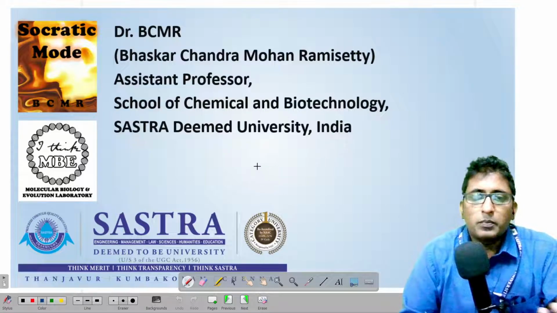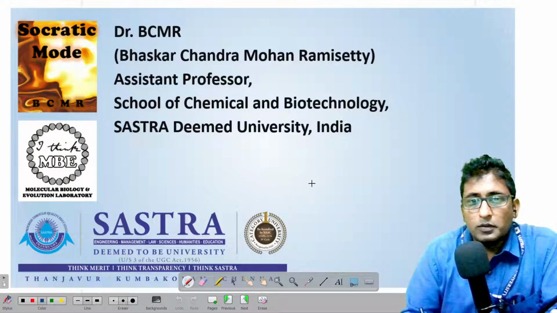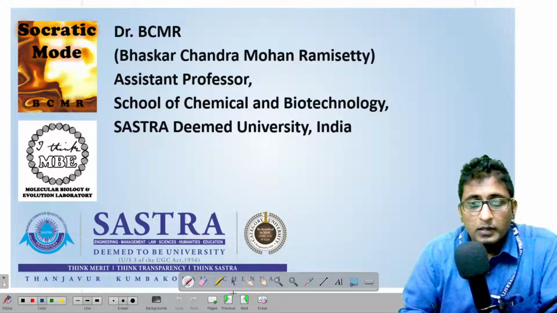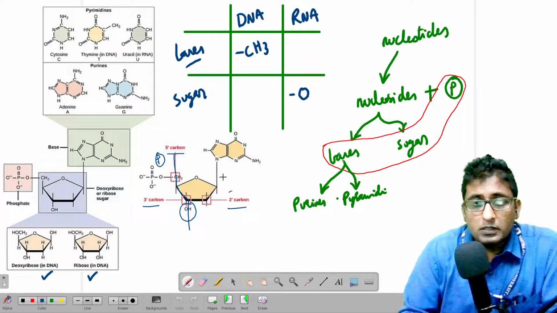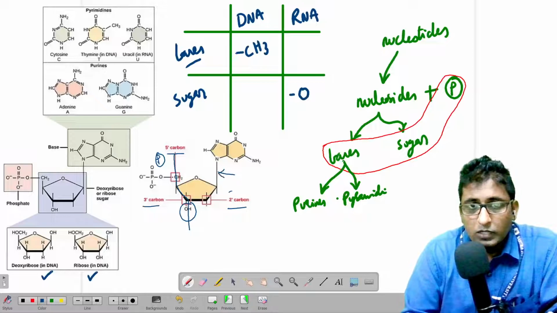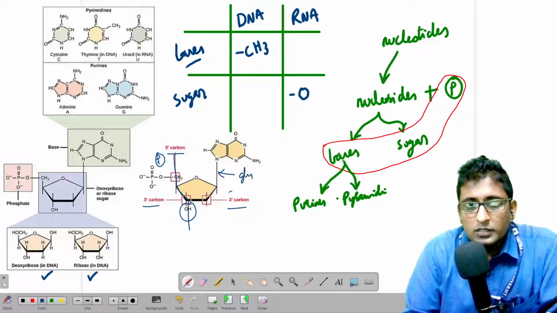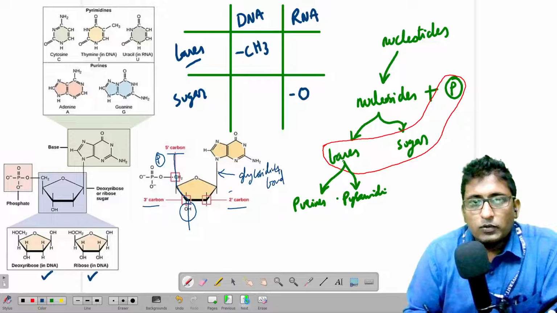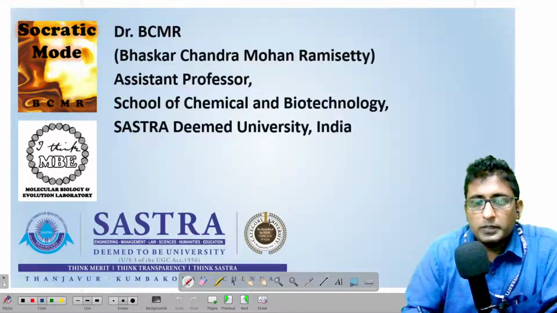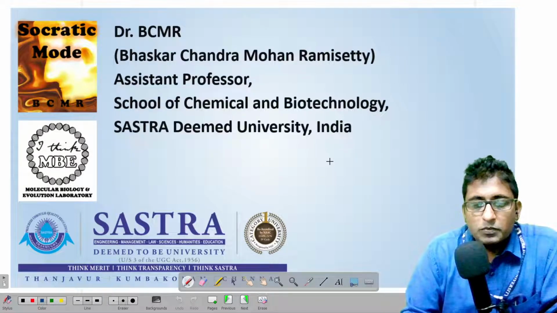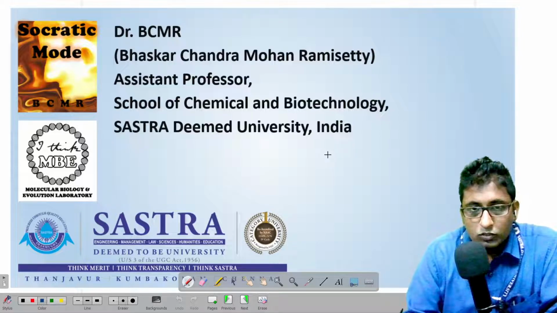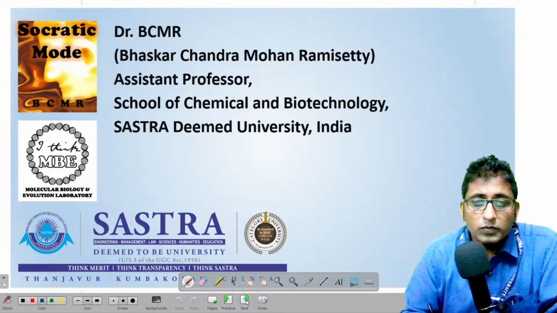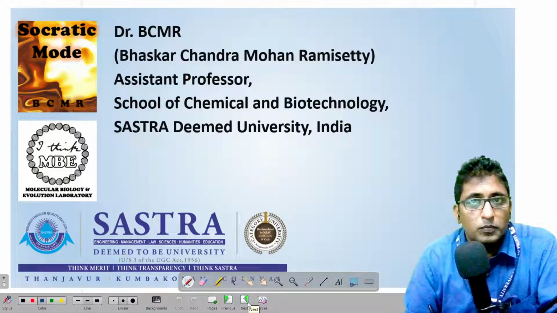There are important bonds that we need to understand, and first, with the basic components here, is the glycosidic bond. We will also learn a few more important bonds. One is the phosphodiester bond and then the hydrogen bonds. First, we will see the phosphodiester bond because that is what allows the formation of a polynucleotide.